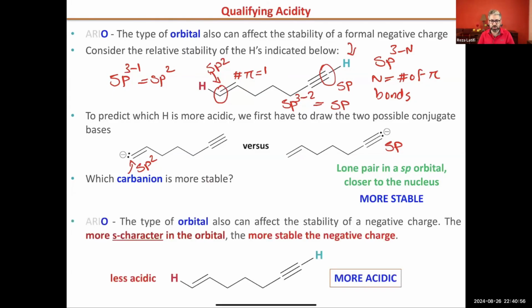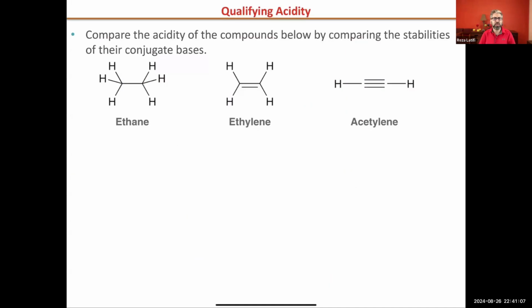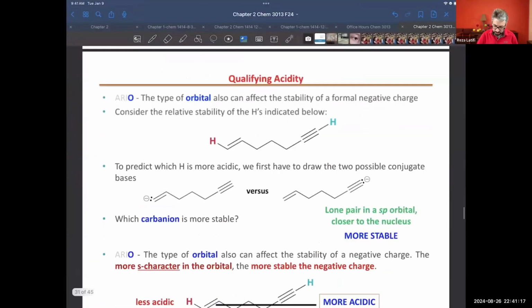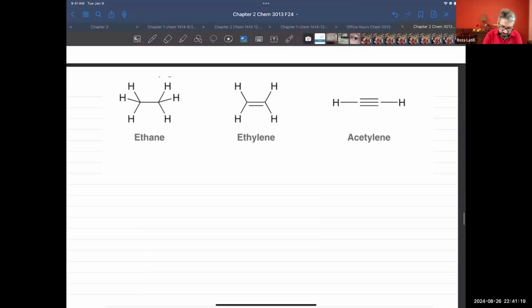So which one of these is more acidic? The one that has sp hybridization versus sp2. So sp is more acidic than sp2. Okay, we have carbon, and we have three carbons, and the only difference between them is the hybridization. I think I need more space to work on this. So we have sp3 here, this one is sp2, and that is sp.